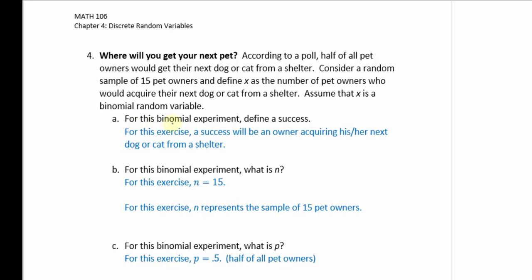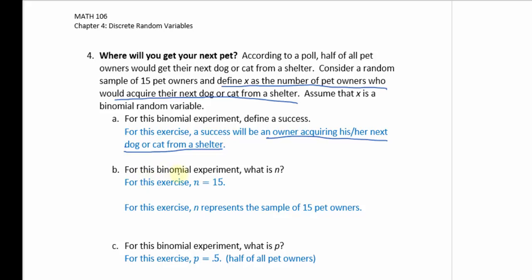So our first question is, for this experiment, define a success. So success is an owner acquiring his or her next pet, or dog or cat specifically, from a shelter. So looking back in the narrative, it says, according to a poll, half of all pet owners would get their next dog or cat from a shelter. And it says to define X as the number of pet owners who would acquire their next dog or cat from a shelter. So that reveals what a success would be for this experiment.